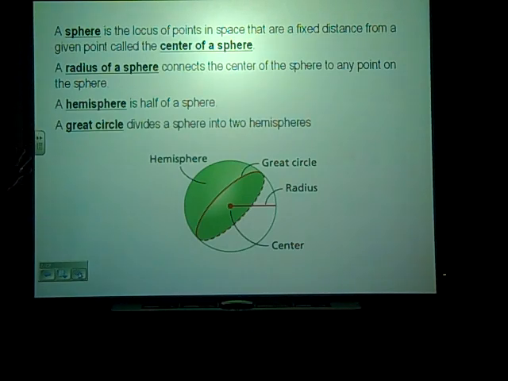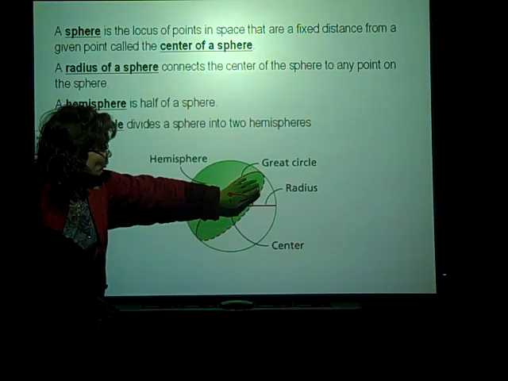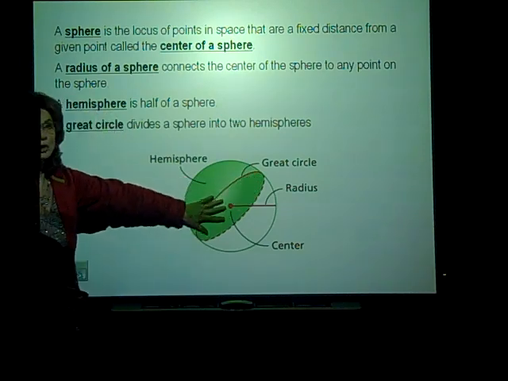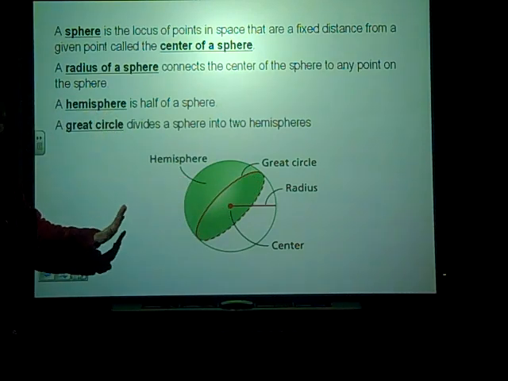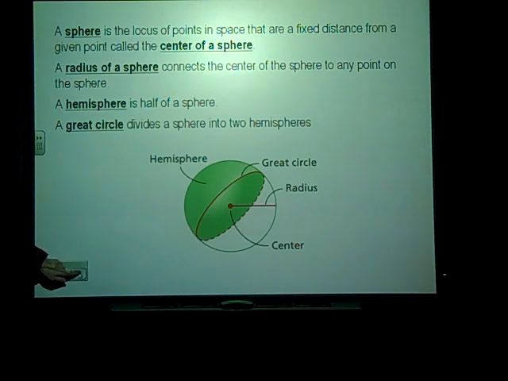And a great circle is if I cut my sphere right in half, think about cutting an orange in half, it would be that circle that you would see when you cut it in half. That's your great circle, okay?